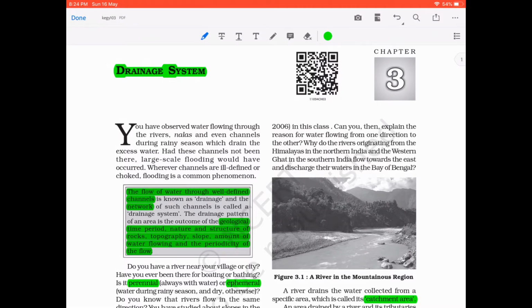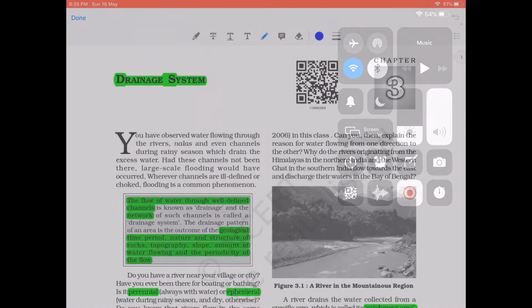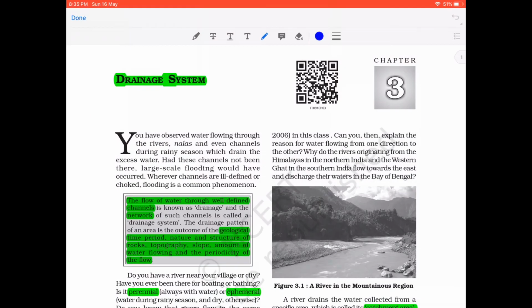Myself Thai Monavan. Today we will see Chapter 3 Drainage System from Class 11 NCERT Geography book, India Physical Environment. Okay, let's start. So, what is drainage system?